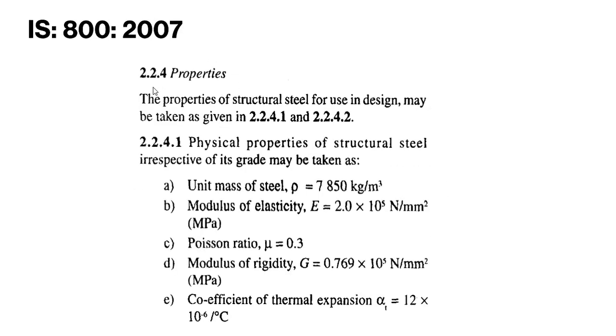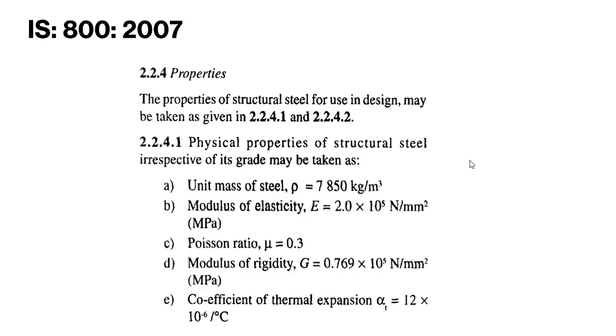For the reference, this is IS 800-2007 clause 2.2.4. The physical properties of the structural steel, irrespective of its grade, may be taken as modulus of elasticity E equal to 2.1 into 10 power 5 Newton per mm square. So Newton per mm square can be written as megapascals also. Okay, we'll discuss in separate sessions regarding Poisson ratio, modulus of rigidity, coefficient of thermal expansion, and moment of inertia and all.